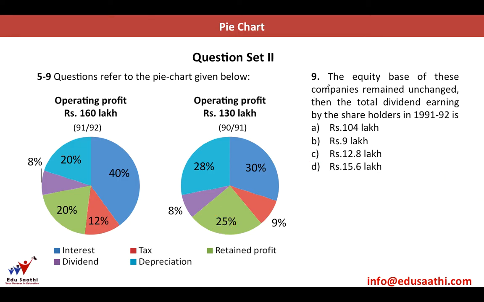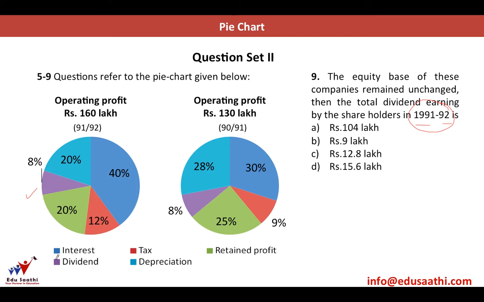Let's look at the last question in the set. The equity base of these companies remained unchanged. Then the total dividend earning by the shareholders in 1991-92 is, so we need to calculate for this year 91-92. So we'll look at this pie chart here.